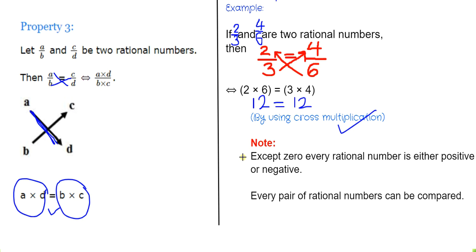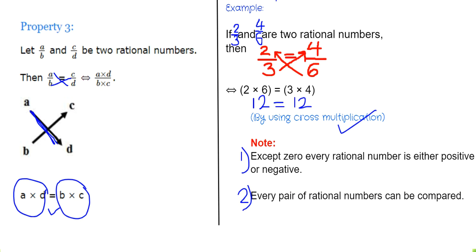The first point says except 0, every rational number is either positive or negative. And the second and most important point says every pair of rational numbers can be compared. Which means we can compare every pair of rational numbers, whether they are less, whether they are equal to each other, or one of them is greater than the other.